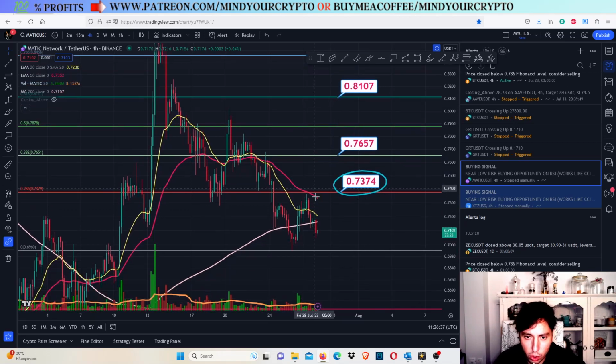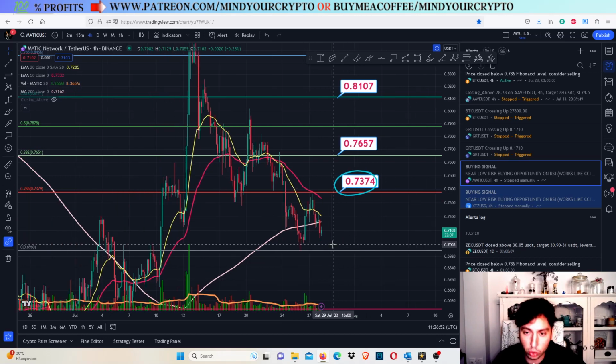But if we do not close, because we got rejected one time, you can see this line right here, we got rejected around there back on Tuesday 27, yesterday, then that means if we cannot make it, this will happen to be another correction for Matic. So you have to be careful.